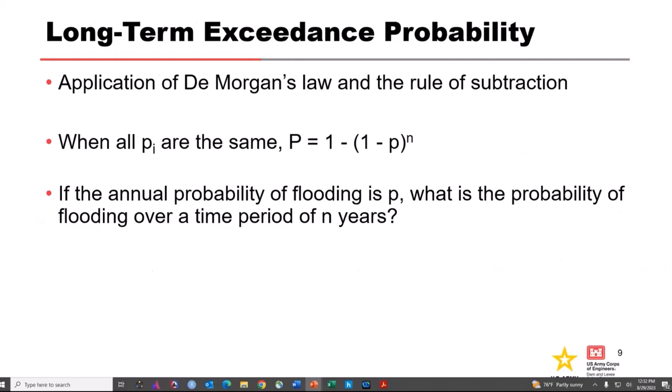And again, you'll see here, this is a really simple calculation. The other way to do this, if you were to calculate this just as a union, you'd be asking yourself the question, well, what are all the different ways that I could be flooded, right? Well, I could be flooded once, I could be flooded twice, I could be flooded 3 times, 4 times, 10 times, could be flooded every year, at least in theory, right?